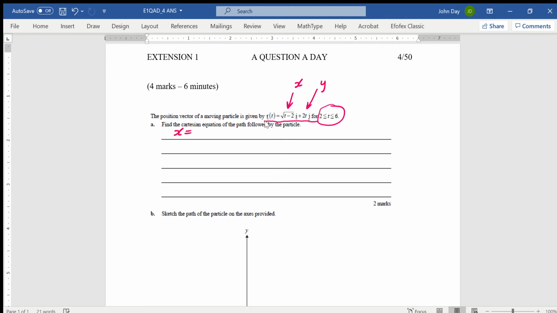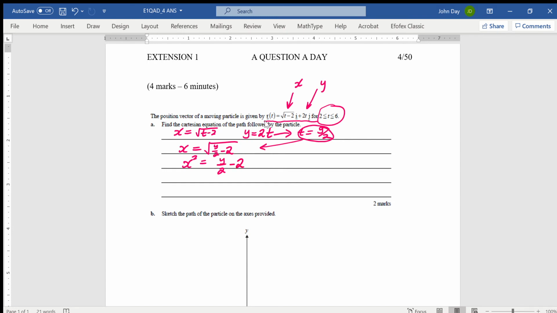So we're saying x is equal to root of t minus 2, and y is equal to 2t. So if you want to, you can say from this that t is equal to y on 2. So x is equal to, now instead of the square root of t minus 2 like it says, since t is y on 2, I'll pop that in there, y on 2 minus 2. Then I'll square both sides. x squared is y on 2 minus 2.